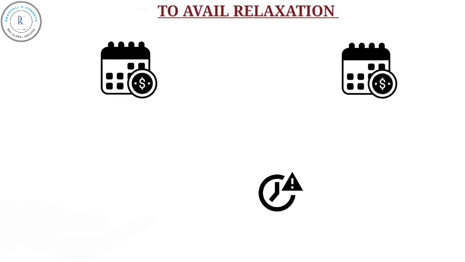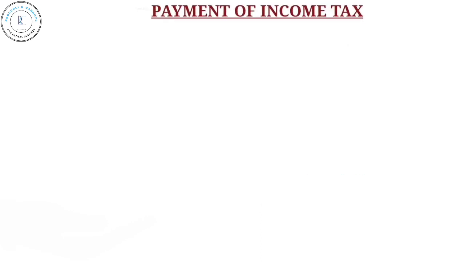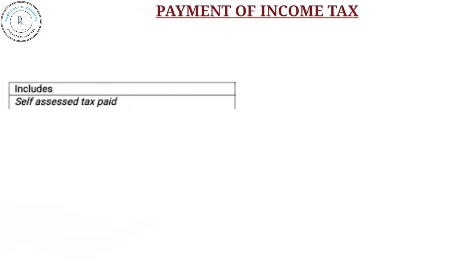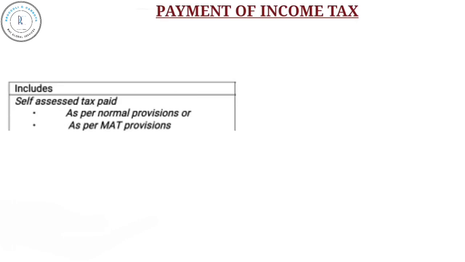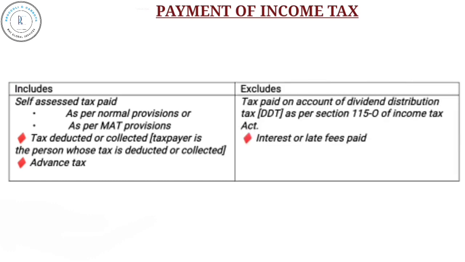This condition is to be checked for the last 2 financial years for which the time limit to file return under Section 139(1) of the Income Tax Act has expired. The time limit should have expired on the date of filing return under GST. Payment of income tax includes self-assessed tax paid as per normal provisions or as per MAT provisions, and tax deducted or collected. The taxpayer is the person whose tax is deducted or collected. Advance tax excludes tax paid on account of dividend distribution tax, DDT, as per Section 115-O of the Income Tax Act.